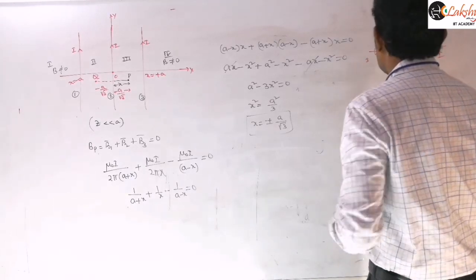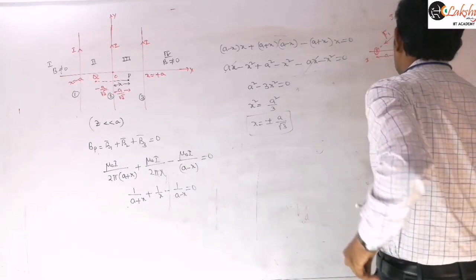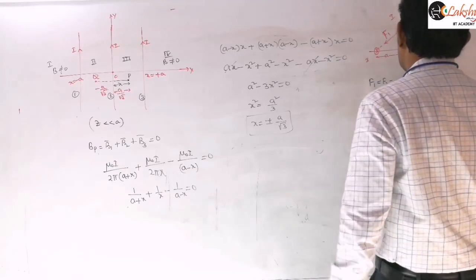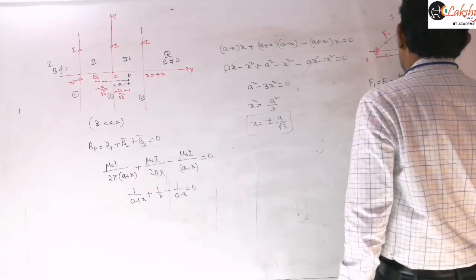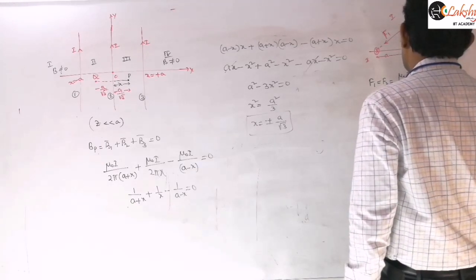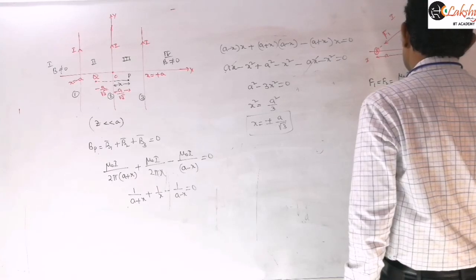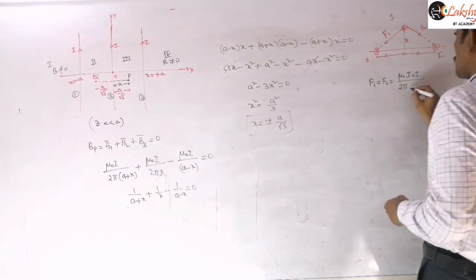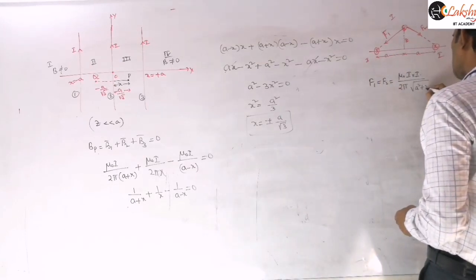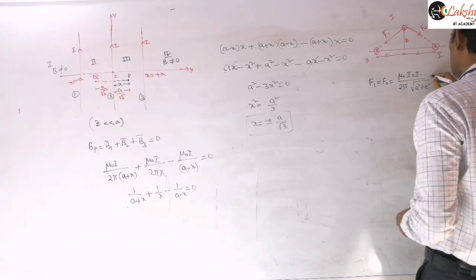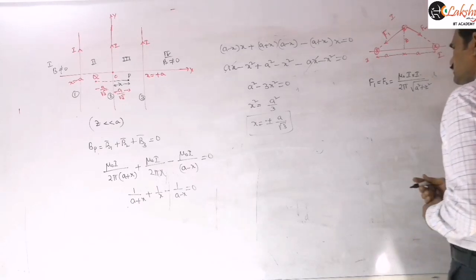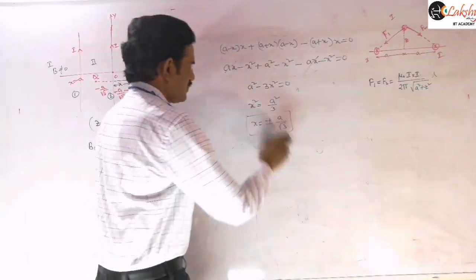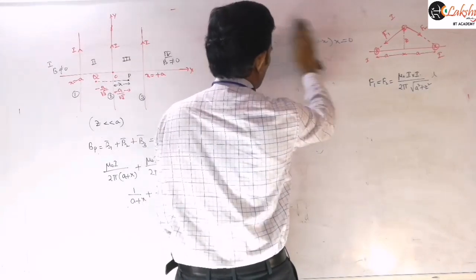So I can write this expression as the force between them: F1 is equal to F2 is equal to mu naught I1 I2, that means I into I, by 2 pi d. Now the d is nothing but this distance, so that is under root of a square plus z square, into L, the length of this wire. And now we need to write this restoring force here. So the restoring force equation now we need to write for that case.